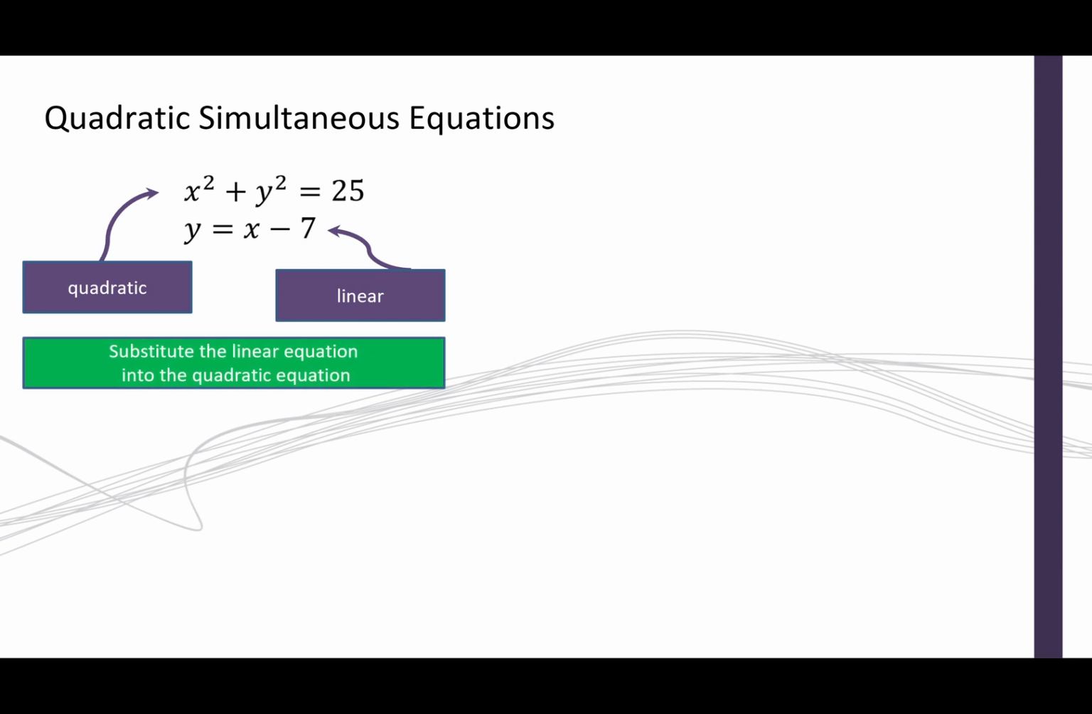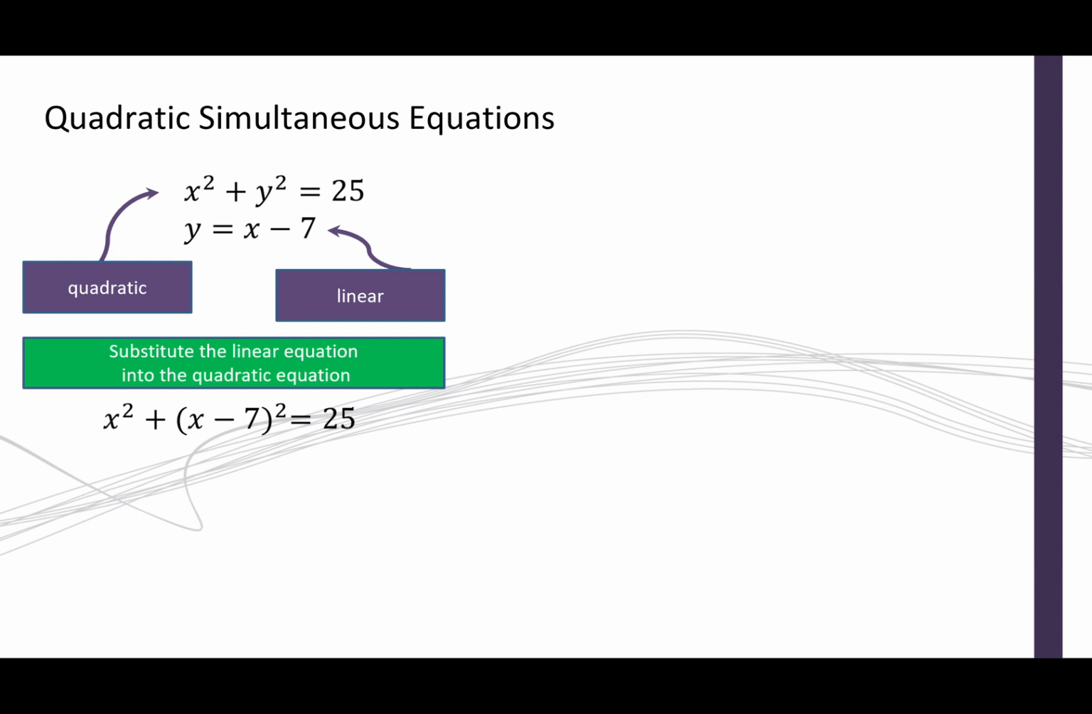Okay, so the first thing we do in this equation is take your linear equation and write it in terms of x or y. That means your equation should look like y is equal to everything else or x is equal to everything else. So you'll have an x or a y on one side of the equation and everything else on the other side. In this case, it's already done for us. y is equal to x minus 7. This means that x minus 7 is the exact same as y.